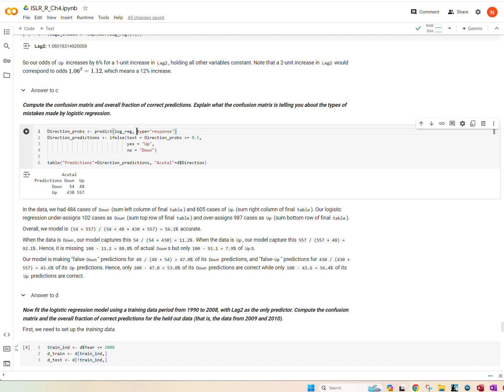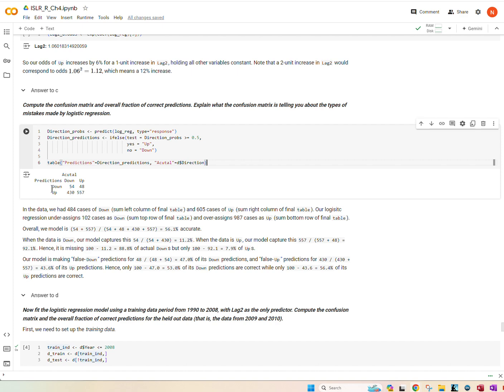Well, I want to know what is predicted to happen, the probability of it going up, basically. That will give me values that represent more or less the probability of the market going up. Then I'm going to set a threshold: whenever that probability is greater than or equal to 50%, I'm going to say that's a prediction for up. Now I use the table function here, using my predictions versus what actually happened. And this is the confusion matrix.